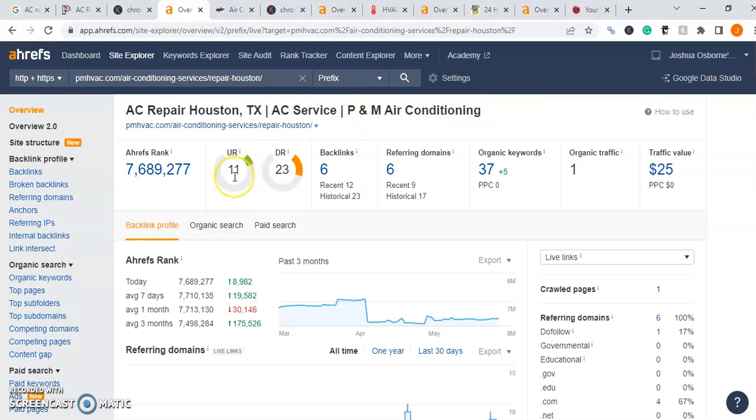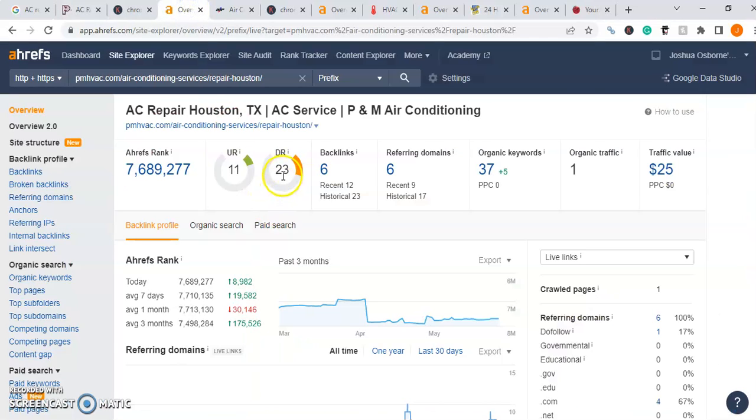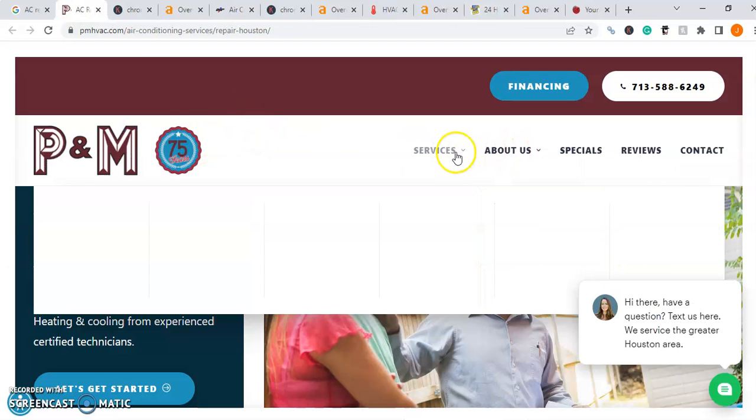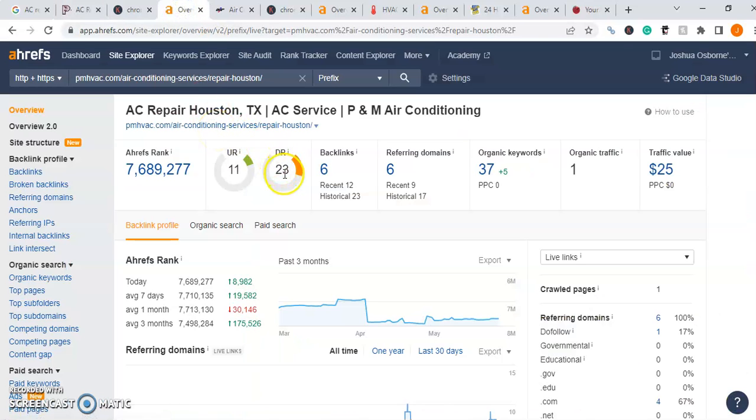UR stands for URL rating, and that is the individual power given to a single web page. In this case, we're just talking about your air conditioning service page in the Houston area. DR stands for domain rating, and that is the power that goes through your entire website. So now we're talking about your home page, all these other service pages, the About Us page, everything combined in one is summarized in DR. So we want the best of both metrics along with a strong internal SEO structure to create the best results possible. Let's keep working down the line and take a look at your competitors to see what they're doing as far as external SEO goes.